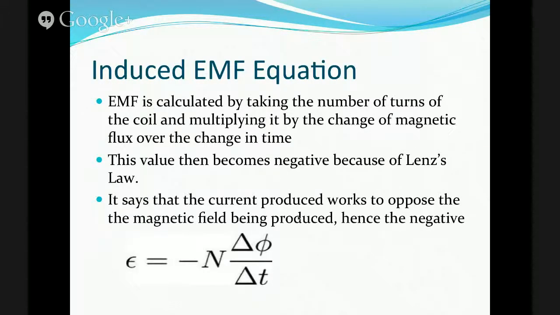Induced EMF equation. EMF is calculated by taking the number of turns of the coil and multiplying it by the change of magnetic flux over the change in time. This value then becomes negative because of Lenz's law. It says that the current produced works to oppose the magnetic field being produced, hence the negative.